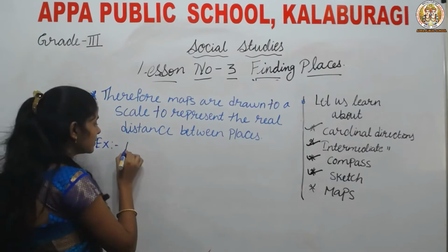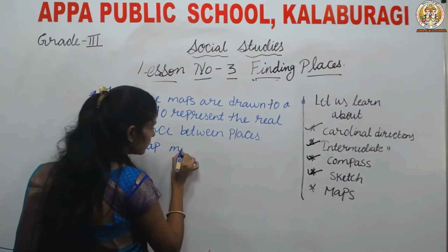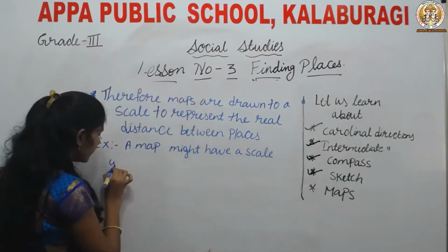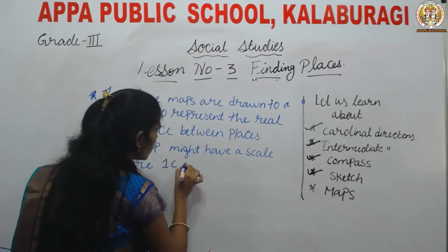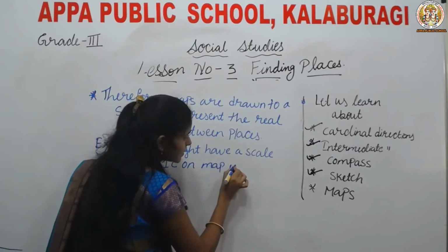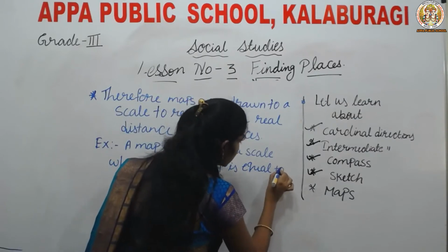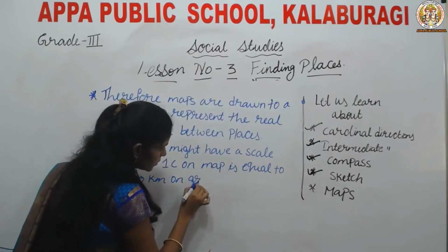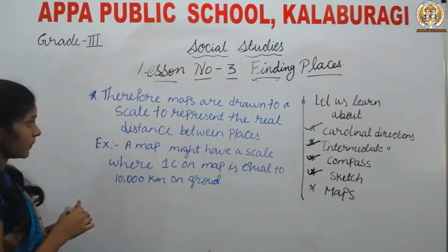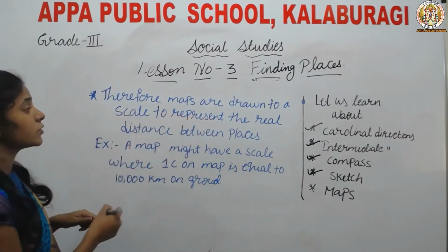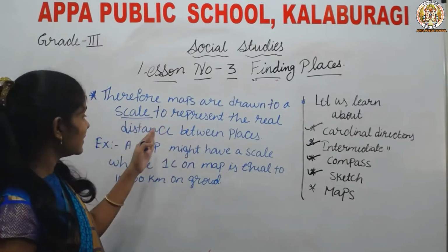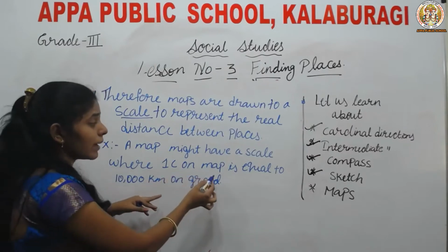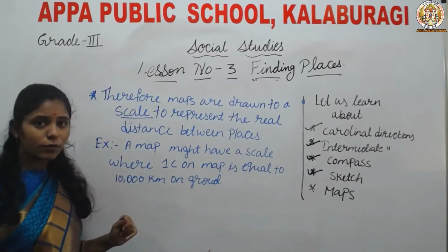For example, a map might have a scale where 1 centimeter on the map is equal to 10,000 kilometers on the ground. Here we use the scale to represent the real distance between places. One more example.